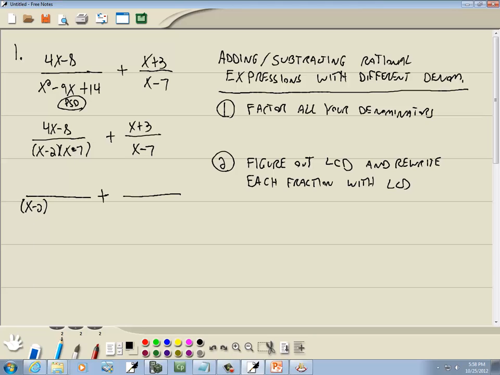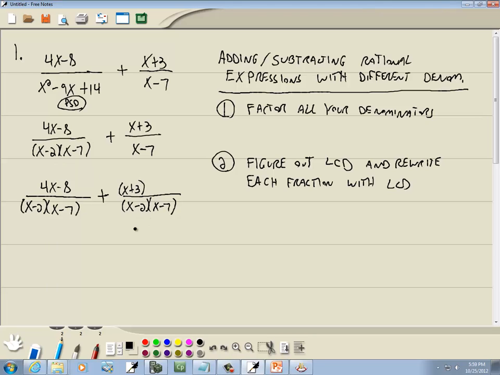Then I go to my x minus 7. I'm looking for the greatest number of x minus 7's in any single denominator. There's 1 here, there's 1 here. So the greatest number of x minus 7's in any single denominator is 1. So that would be our LCD. So we're going to rewrite each fraction with that new denominator. Now our first fraction here already had that denominator, so we're fine there. We don't need to change that at all.